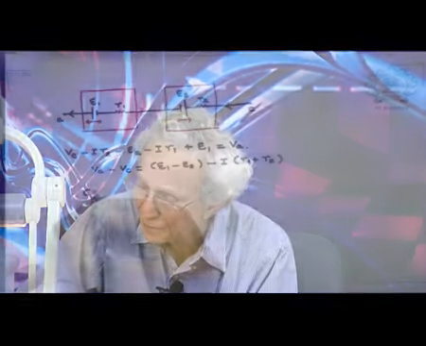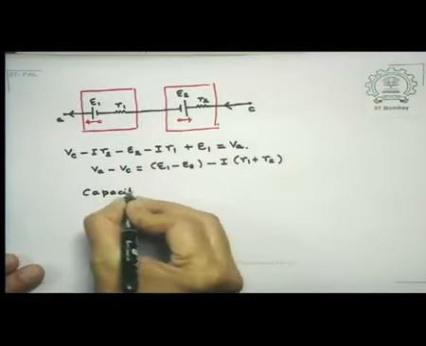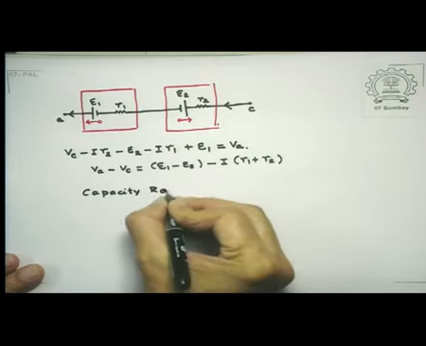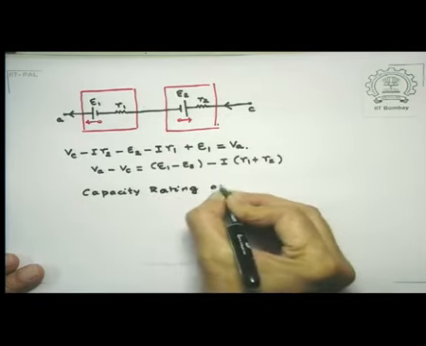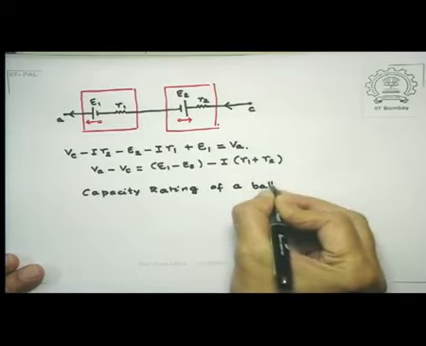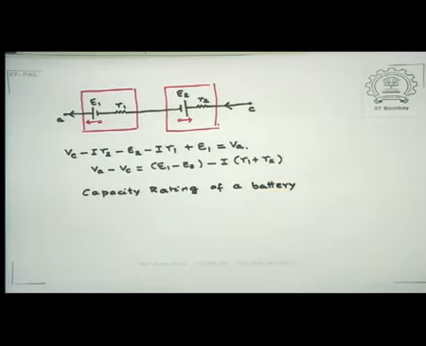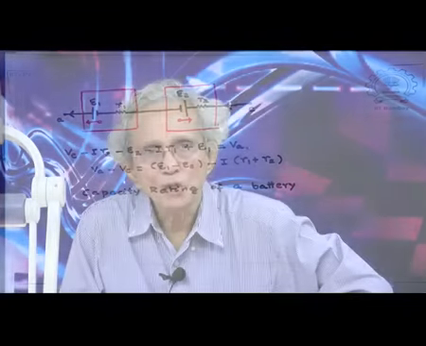Now, the reason why I cannot do that is the following, that in addition to the voltage, there is another important quantity which characterizes a battery, and that is what is known as the capacity rating of a battery. So the capacity rating is essentially a measure of what is the life of a cell.